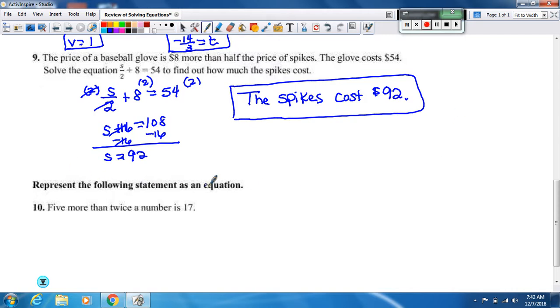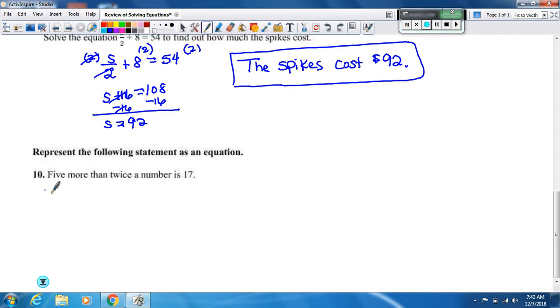Okay, represent the following statement as an equation. We are not asked to solve this. They just want us to write it. So I underline the word is. I put a box in front of everything, around everything in front of that, and around everything behind it.